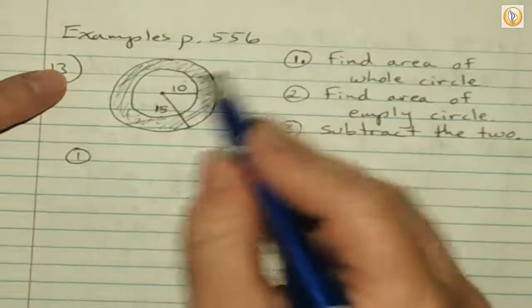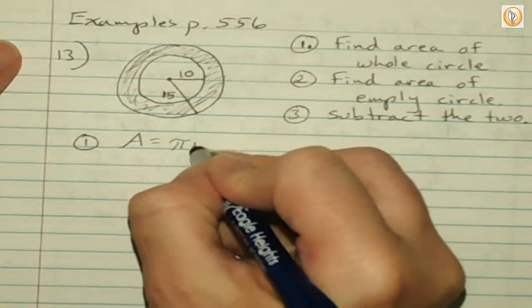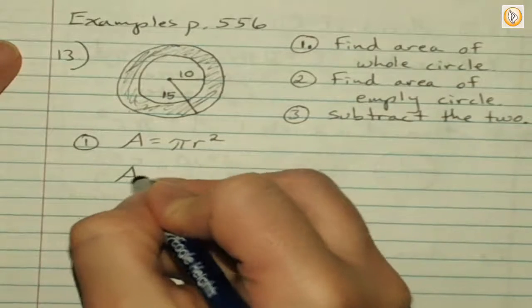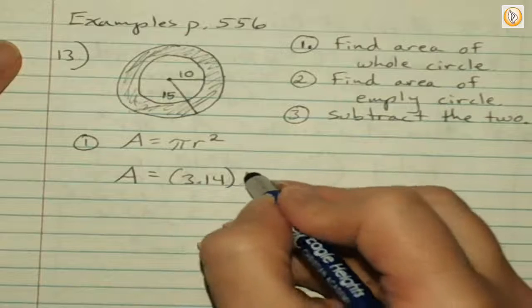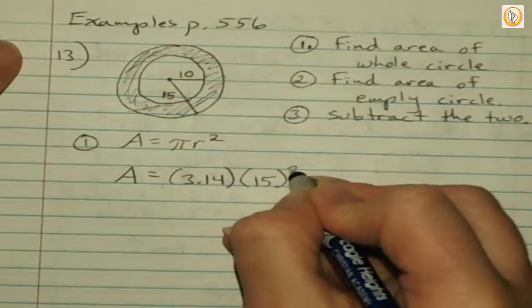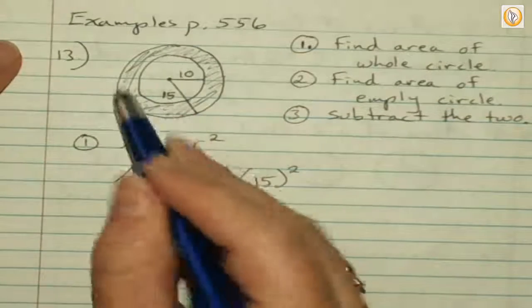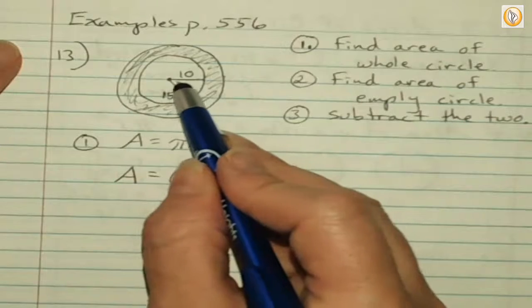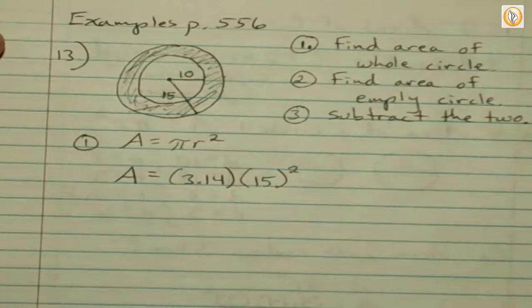We need to find the area of the whole circle. That formula is pi r squared. Pi is 3.14. What's the radius for the whole circle? 15. That's right. Y'all see that? This right here is the radius for the whole circle. This 10 is just the radius for the white little circle. Okay, so 15 squared, what do you get? 225.